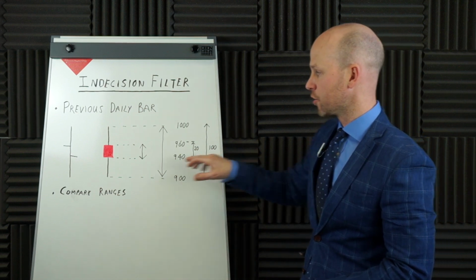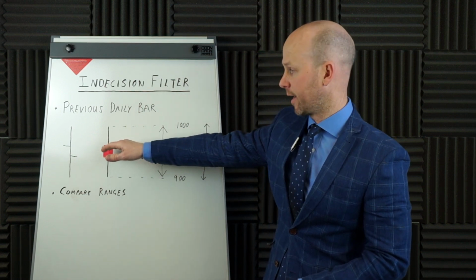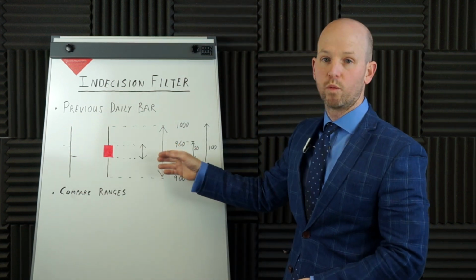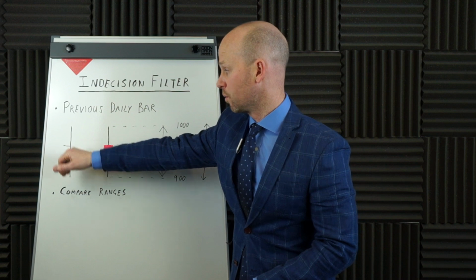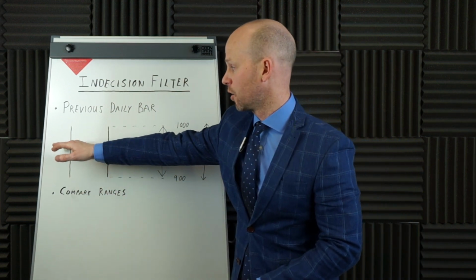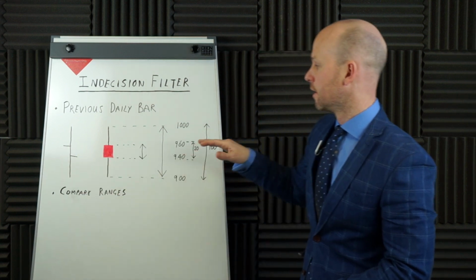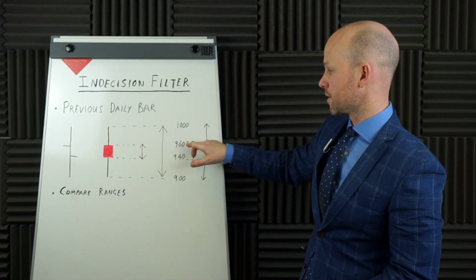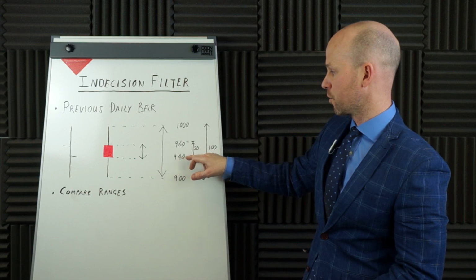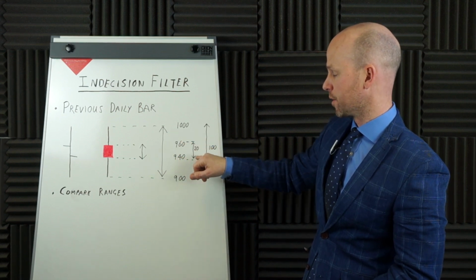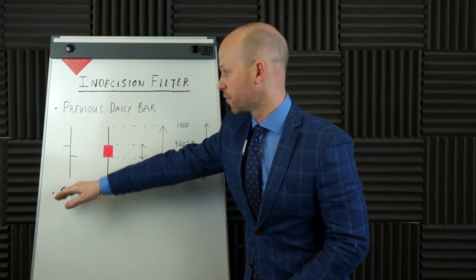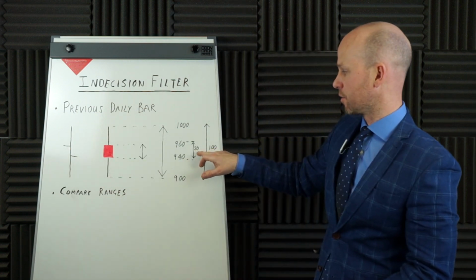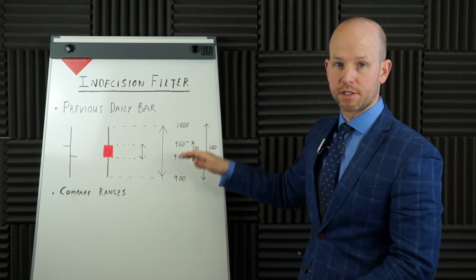Then we want to look at the range of the body. We call it the body of the candle, or the range between the open and the close. So depending on which one's higher, in this case the open was higher than the close, so we take the open and then subtract the close to get our other range. In this case I've marked the open as 960 and the close at 940. So the difference there is 20 points. So we've got the whole range from the high to the low is 100 points, and the range of the body, or between the open and the close, is only 20 points. Now this is just an example.